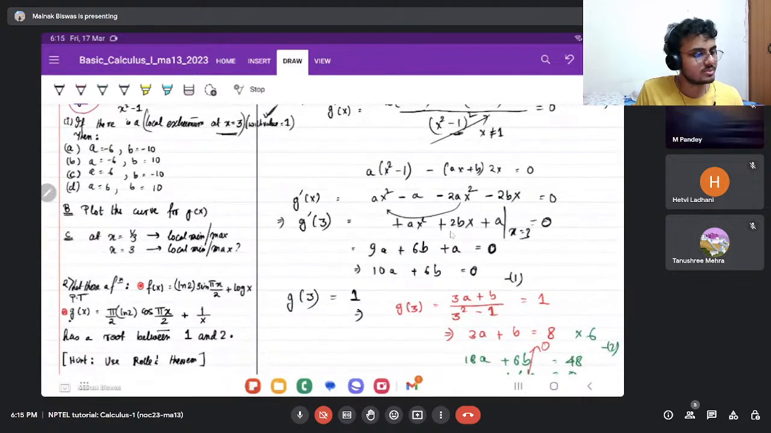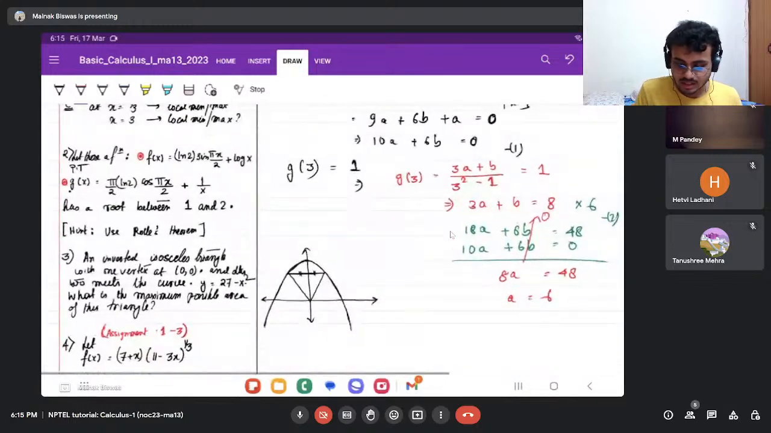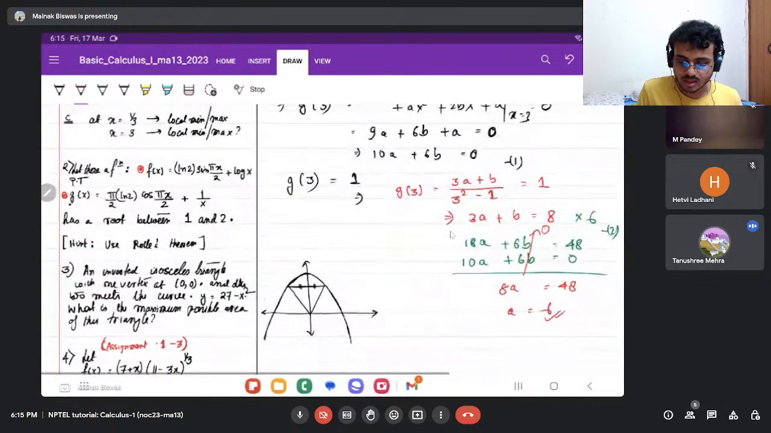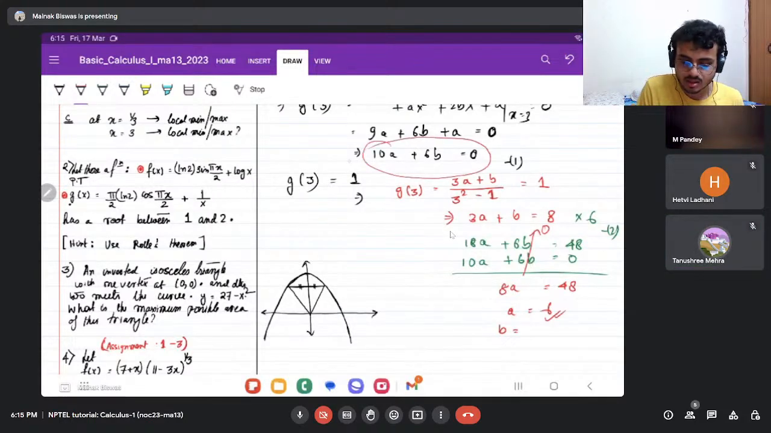Let me just see if the answer is correct, because that would depend on the others. Yes, that is correct. So a is 6 is correct. Then what is the value of b? Minus 10. Yeah, you just put it in this equation, right? So I solved for b first and then I am solving for a, so it's not a problem. So you'll get b is equal to minus 10.